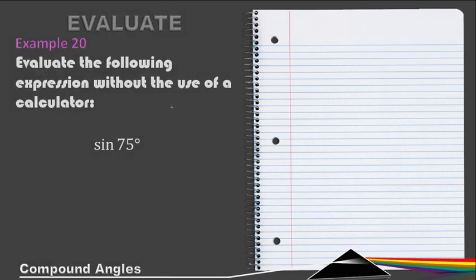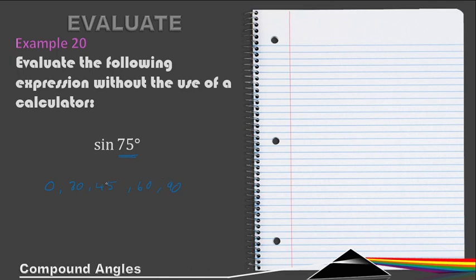For example 20, evaluate the following expression without the use of a calculator. Now, in this case, if we have to not use a calculator, we normally want to aim for special angles. So if I have the 75, I'm going to try and break it up into special angles that I know. So we've got special angles as 0, 30, 45, 60, 90. Those are all special angles. So can I use one of these to get 75?